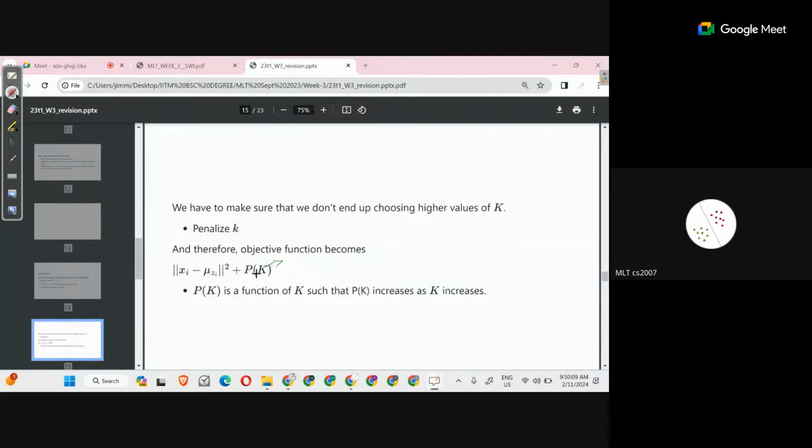What is the job of this function in AIC and BIC? The job is to avoid overfitting. Once you increase the k value, it puts a penalty on your objective function. This way you reach some optimum value of the objective function, and this gives you the optimum k value. So this is what we learned here.